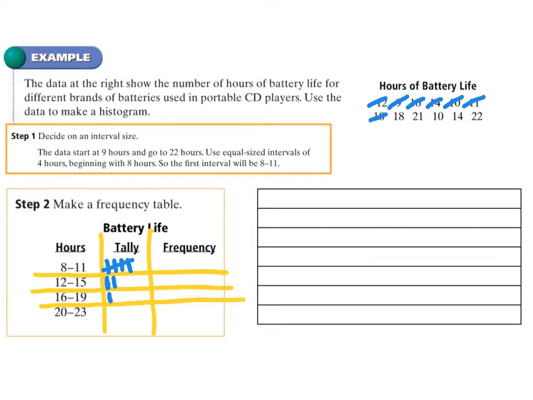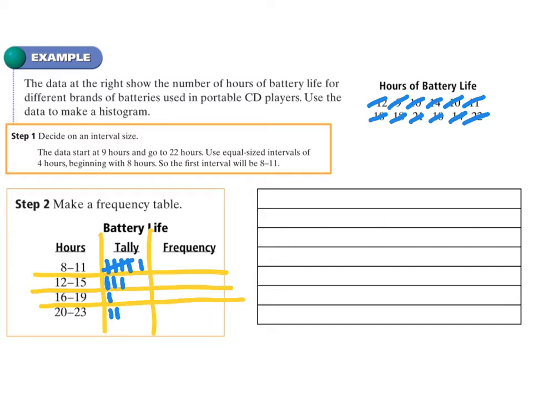An 18 that goes in the 16 to 19 row. A 21, which goes in the 20 to 23 row. A 10, which goes in my 8 to 11 row. A 14, which goes in the 12 to 15 row. And then a 22, which goes in the 20 to 23 row.